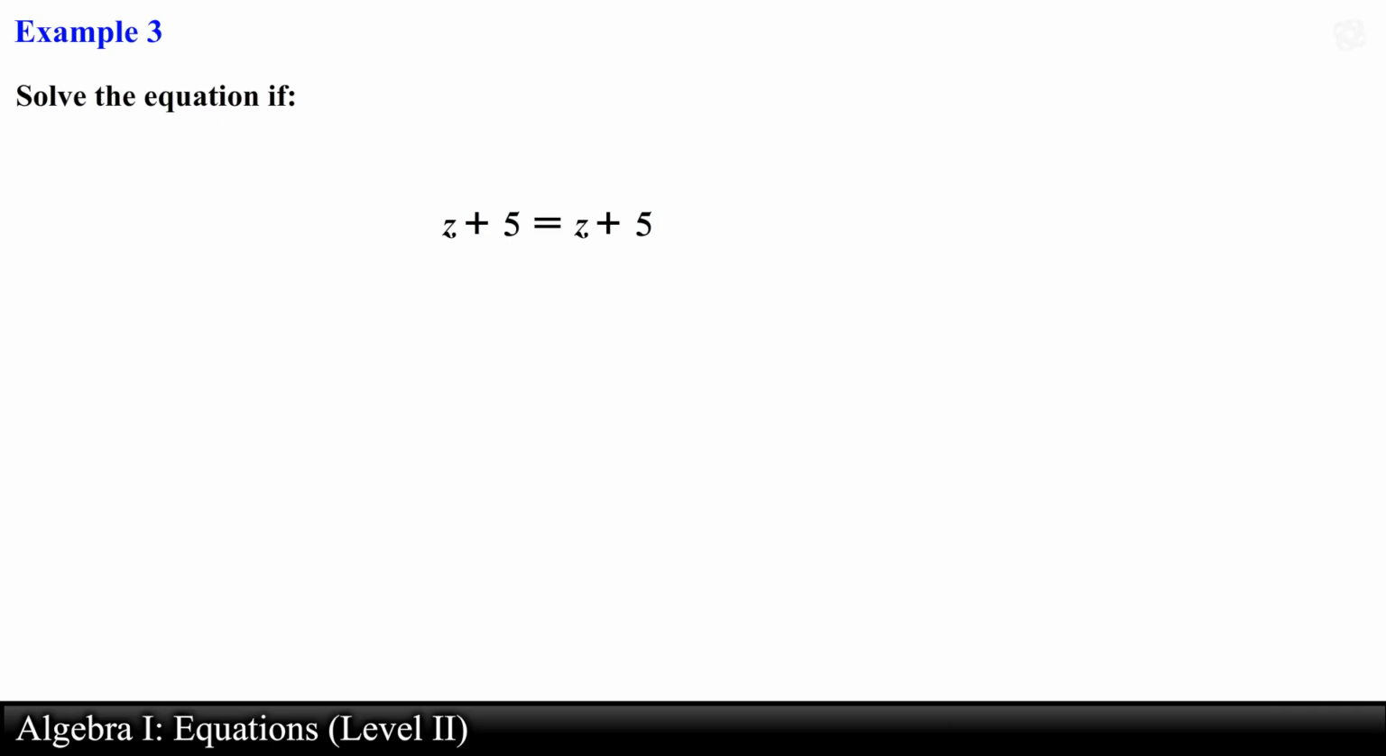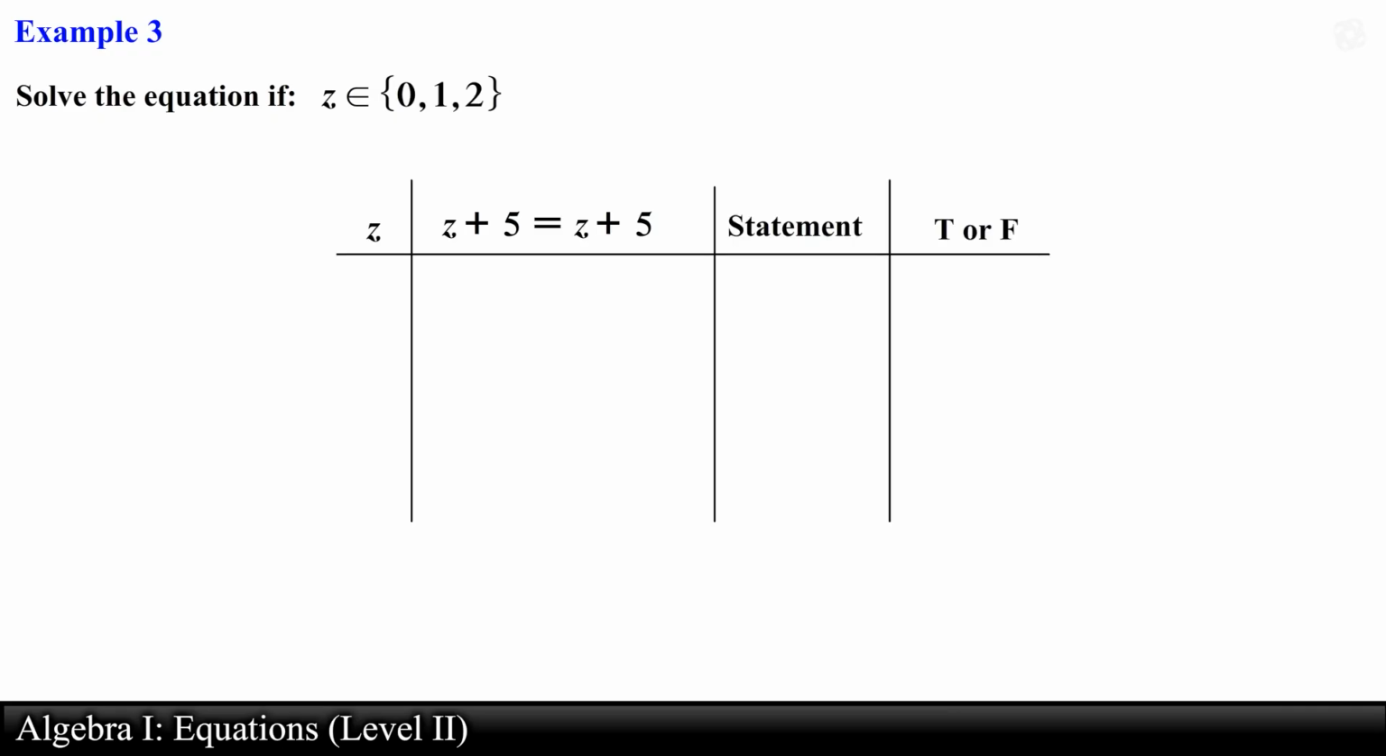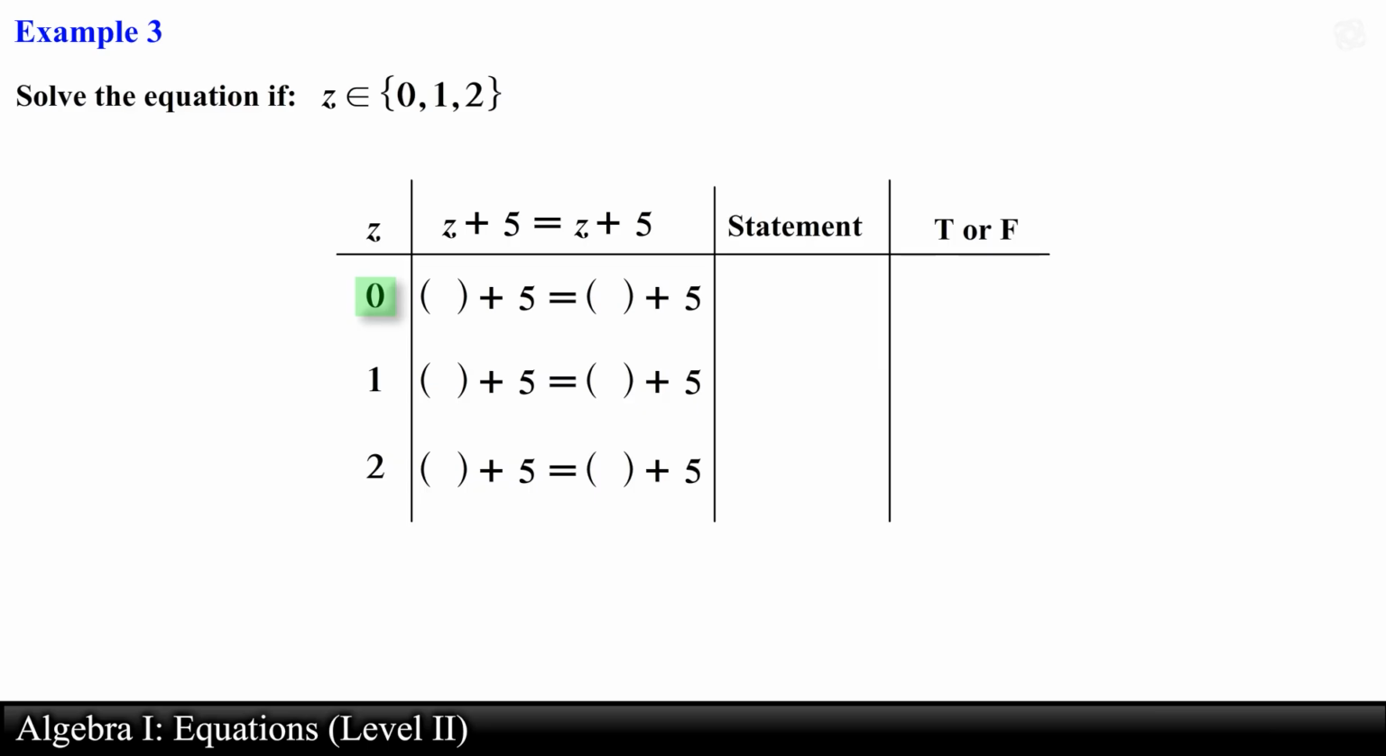Solve the equation z plus 5 is equal to z plus 5 if z is an element of {0, 1, 2}. Once again, we set up a table as follows, and systematically go through each element of the domain. So substituting the first element, we have the statement 5 is equal to 5, which is a true statement. The second element is the number 1, and substituting that into the equation yields the statement 6 is equal to 6, which is also a true statement.